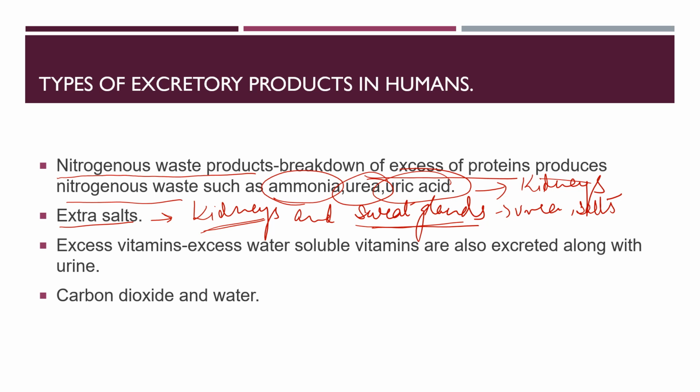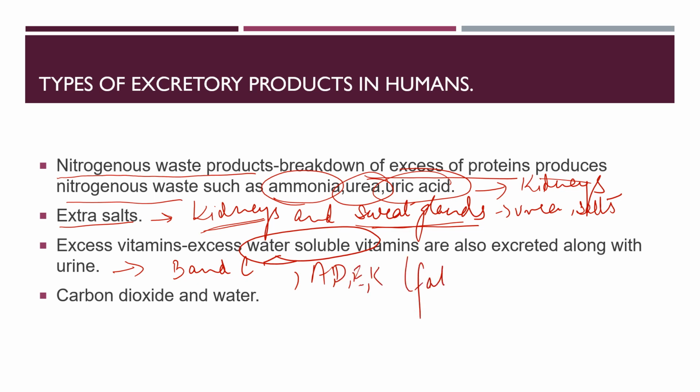Now there are also excess vitamins. Excess water soluble vitamins are excreted along with urine. First we should know what fat soluble vitamins are and what water soluble vitamins are. Water soluble vitamins are B and C. So B and C are water soluble vitamins, and these are excreted through the urine. Fat soluble vitamins are A, D, E and K. So these are fat soluble vitamins.